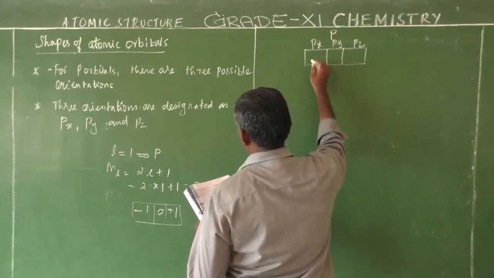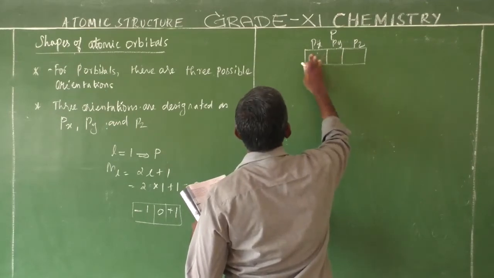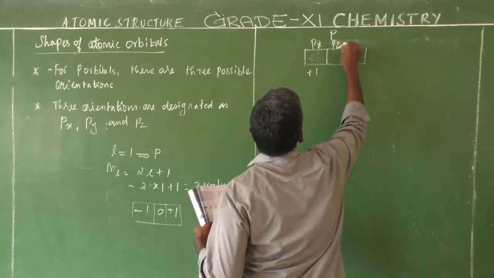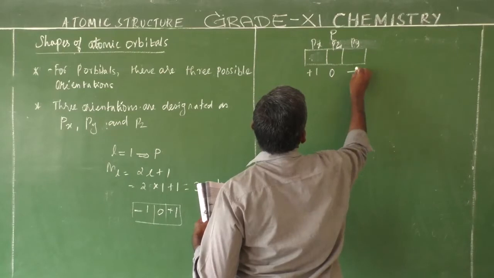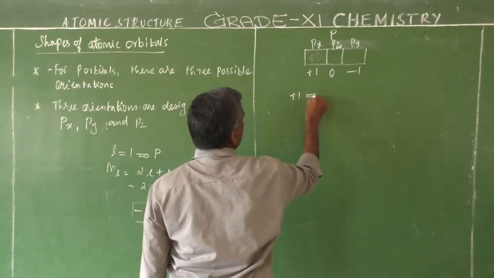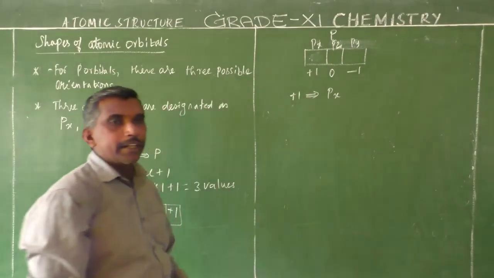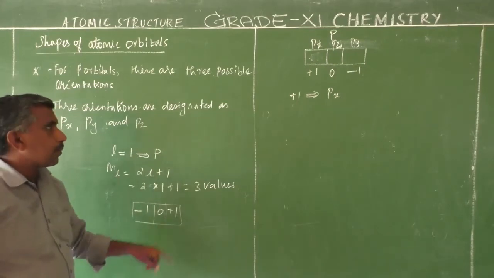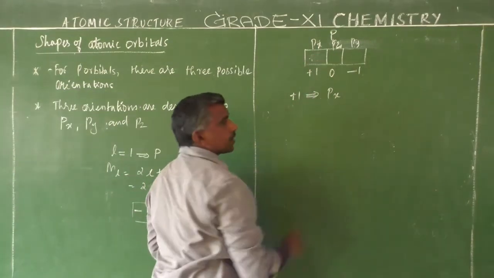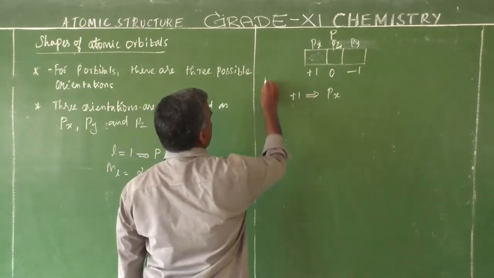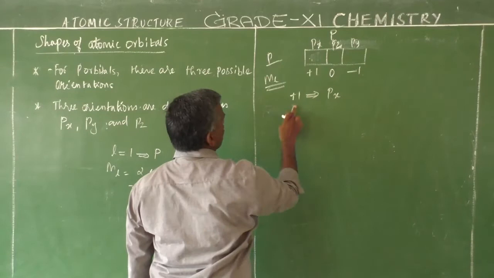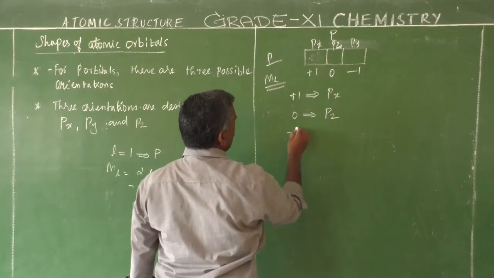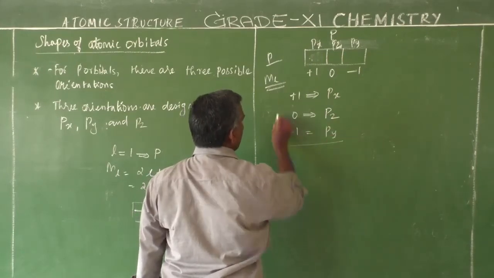That is px plus 1, pz 0, py minus 1. Plus 1 indicating px orbital. For the p orbital, the magnetic quantum number has 3 values: minus 1, 0, plus 1. Plus 1 indicating px orbital, 0 indicating pz orbital, minus 1 indicating py orbital. You note down.